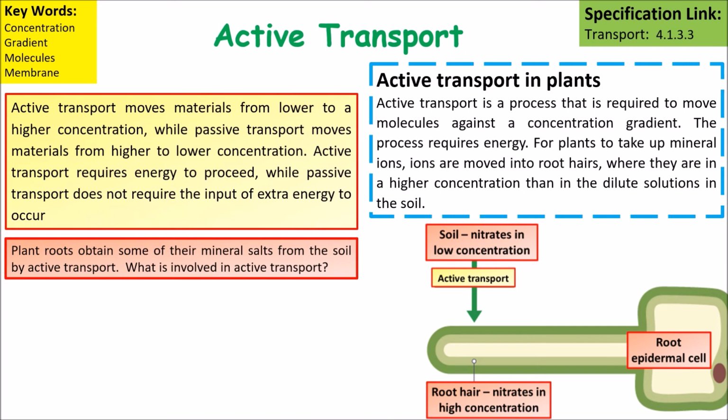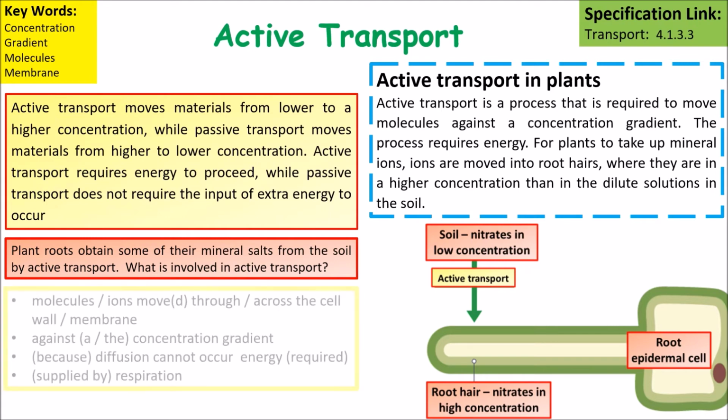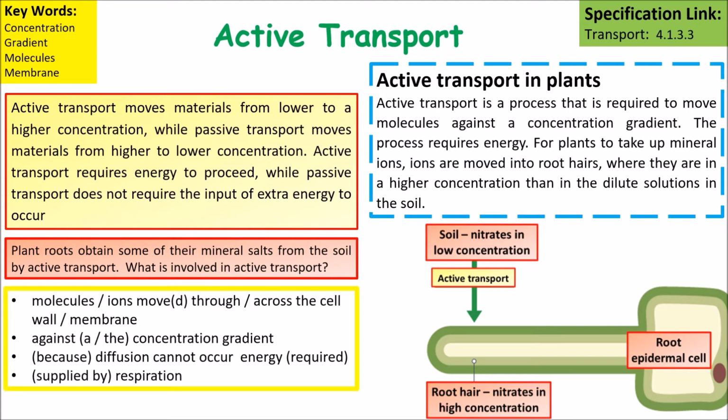So plant roots obtain some of their mineral salts from the soil by active transport. Why do we need active transport? You need to be talking about the fact that we're moving mineral ions across the cell wall or cell membrane against the concentration gradient. So therefore, because it's not by simple diffusion, energy is required, and that's from something like respiration.